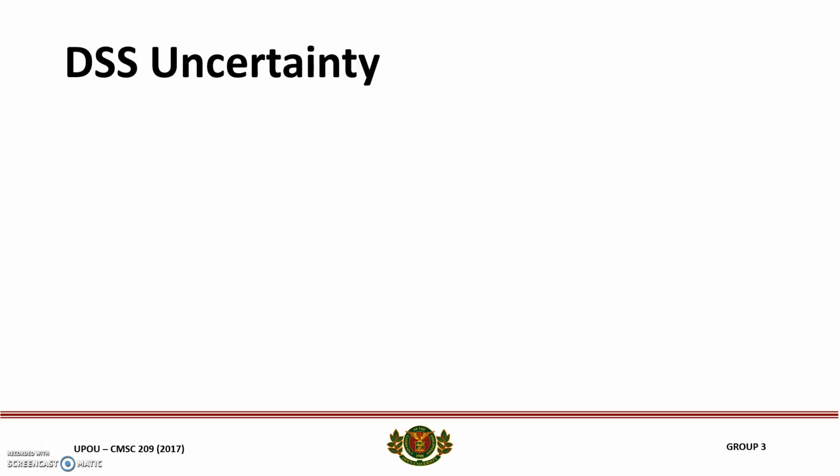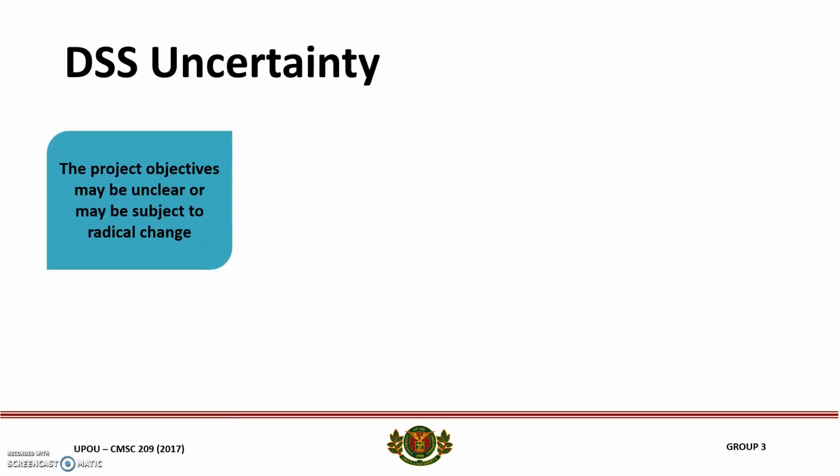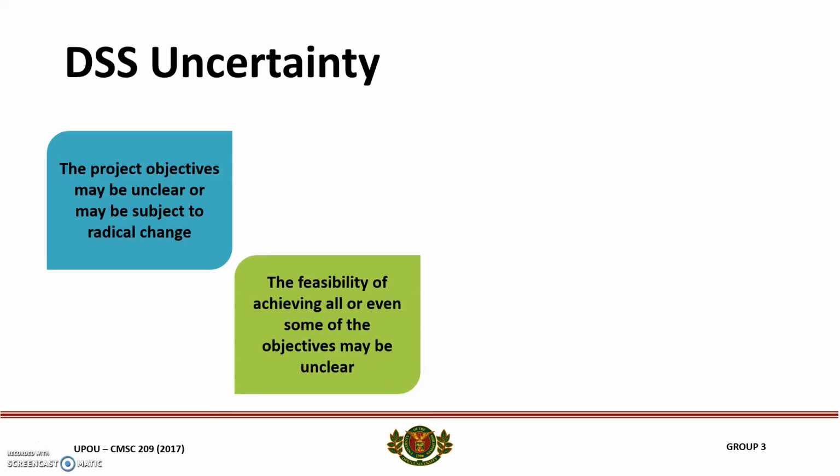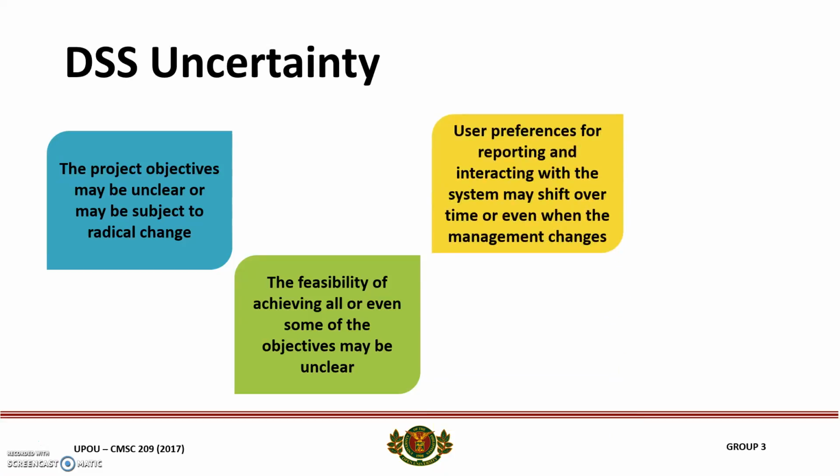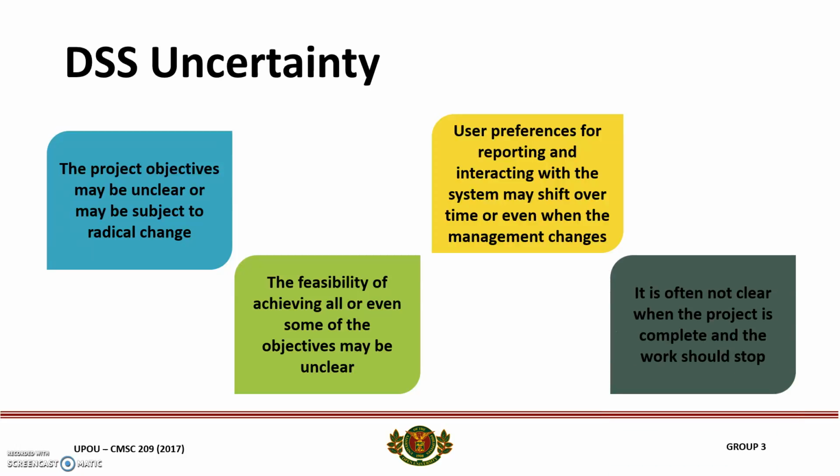Implementing a DSS project may also bring out level of uncertainty as to its effectiveness and completeness. Some aspects of uncertainty are: the project objectives may be unclear or may be subject to radical change. The feasibility of achieving all or even some of the objectives may be unclear. User preference for reporting and interacting with the system may shift over time or even when the management changes. And it is often not clear when the project is complete and the work should stop.